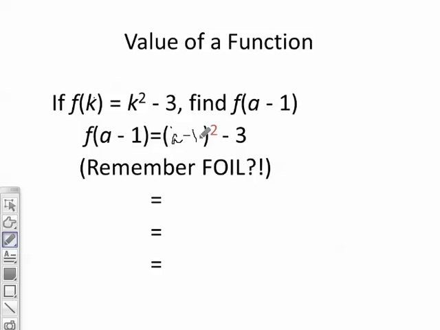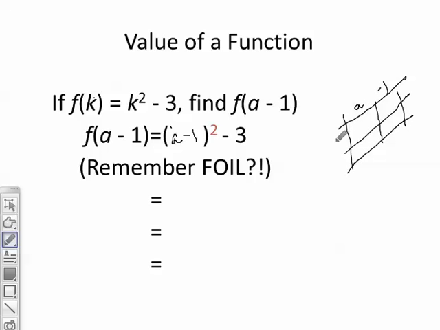Oh my gosh. That means I have to do this FOIL method. Remember that from Algebra 1? FOIL: first, outer, inner, last. You might have done it in a little table like this. I mean, I've seen it done both ways.